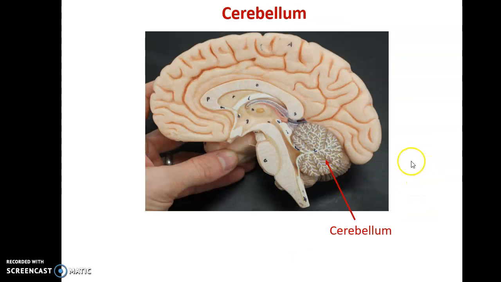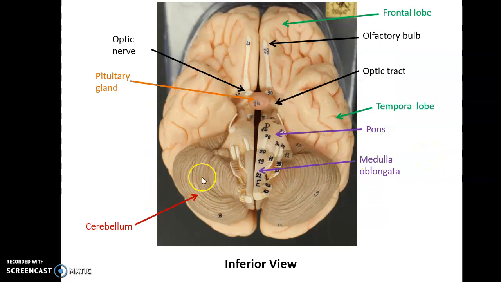Cerebellum. This structure is the cerebellum. Big wrinkly structure. Here again, cerebellum. It has 2 hemispheres as well. This is an inferior view of the brain, so we're looking up at the brain. So up here is the frontal lobe. Lying on the inferior surface of the frontal lobe, we have the olfactory bulb. Olfactory bulb, important for the sense of smell.